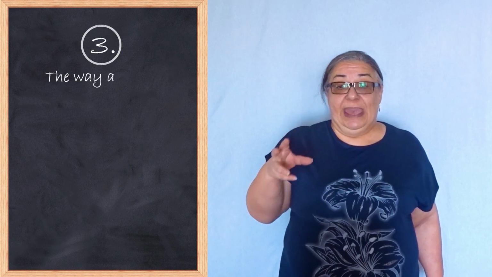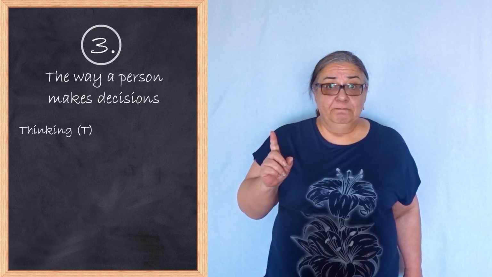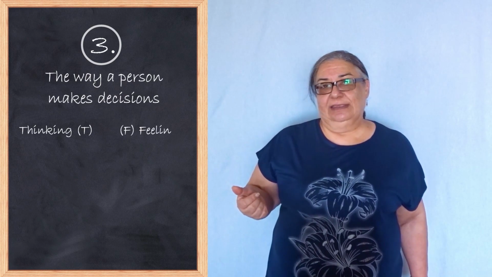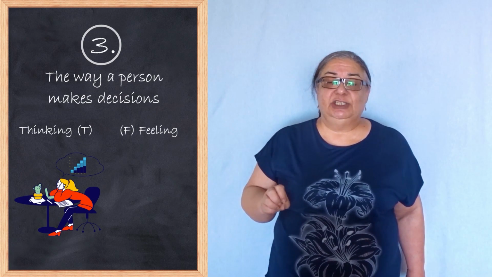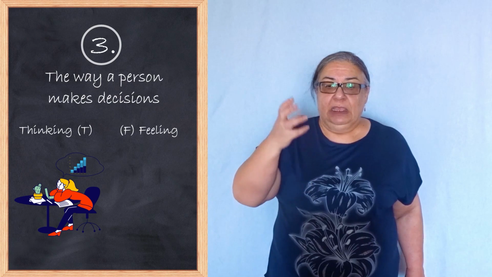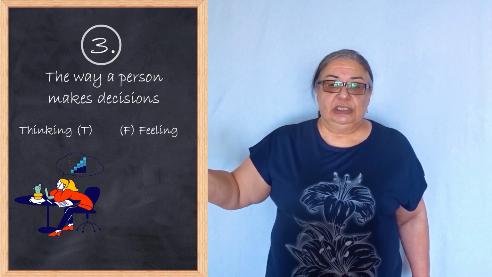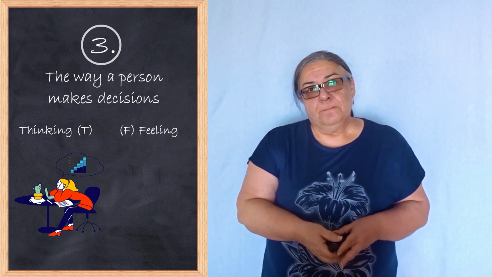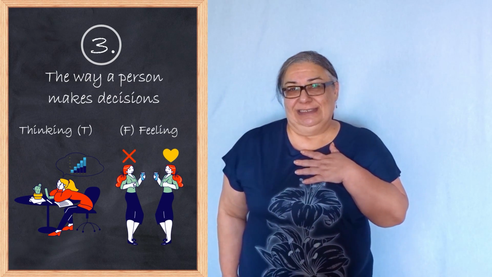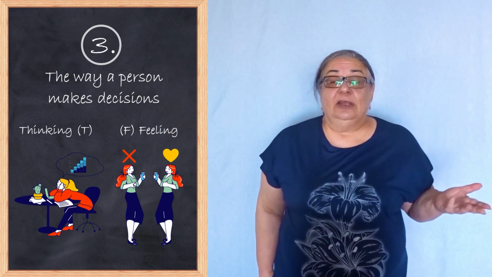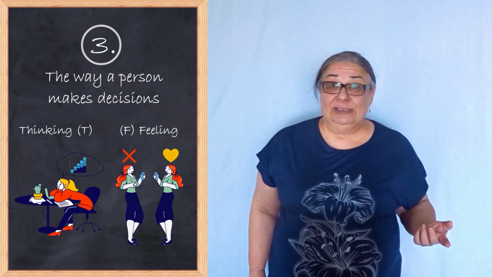The third aspect is the way a person makes decisions. The subcategories here are thinking, symbolized by T, and feeling, symbolized by F. Thinking refers to people who tend to base their decisions primarily on logic, reason, and on objective analysis of cause and effect. Feeling refers to people who tend to base their decisions primarily on values and on subjective evaluation of person-centered concerns.